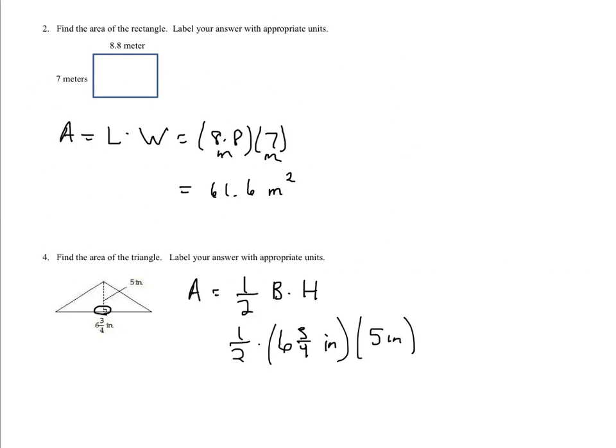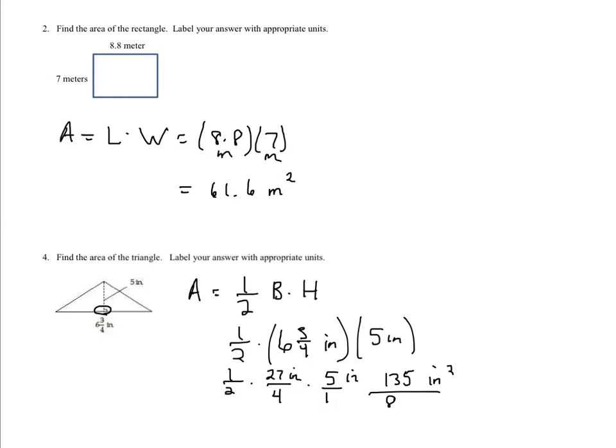So let's do a little review of fractions. I'm going to take the 1/2, and change the 6 3/4 to an improper fraction. 6 times 4 is 24, add 3 is 27, over 4, times 5 over 1. And again, they're both in inches. So we will now multiply the tops, multiply the bottoms. So 27 times 5, and we get 135 inches squared. Inches times inches.